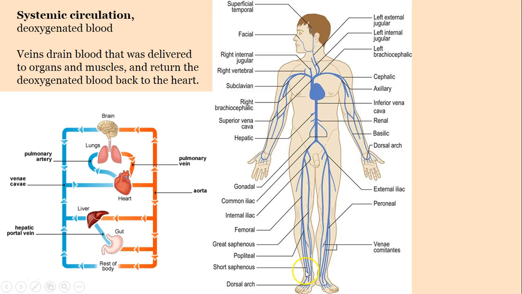The saphenous is neat because you can sometimes slice out a section of the saphenous and suture it in somewhere else in the body. If we need a blood vessel somewhere, we can just take it from the saphenous, and it's very accessible.